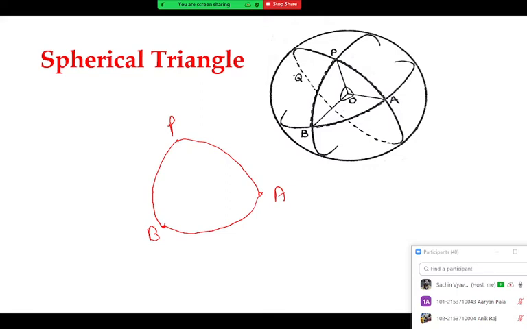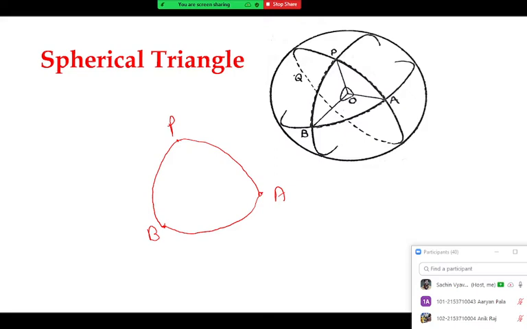Out of those 6 components, to specify a particular triangle, we want to show that it is a particular triangle. Minimum, how many things should we know? Minimum out of 6, how much? Yes, Shreyans, 3 is the answer, correct. So a minimum of 3 quantities should be given, either 3 sides, 3 angles, or a combination of sides and angles. Then we can have that particular specific triangle.